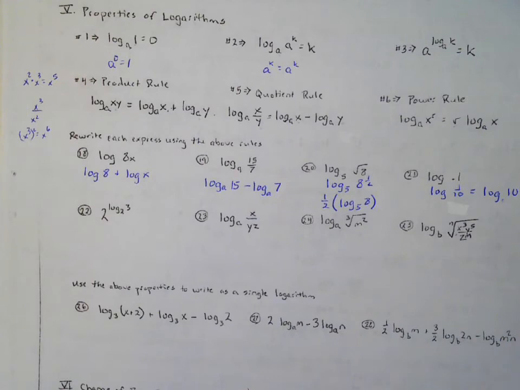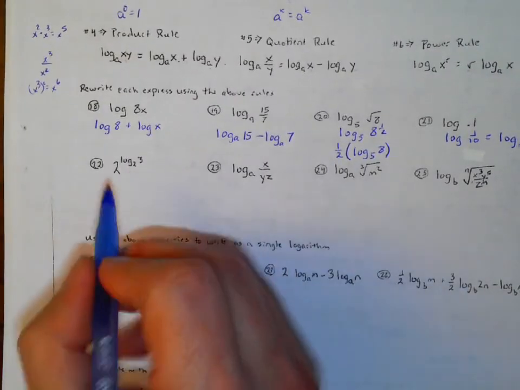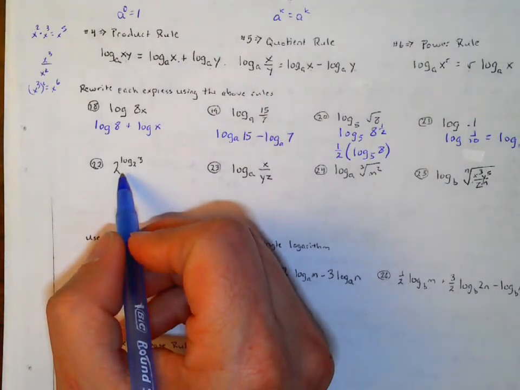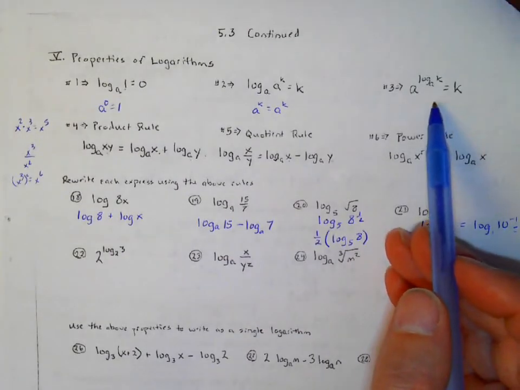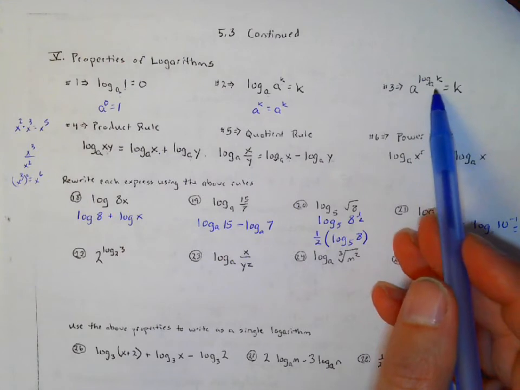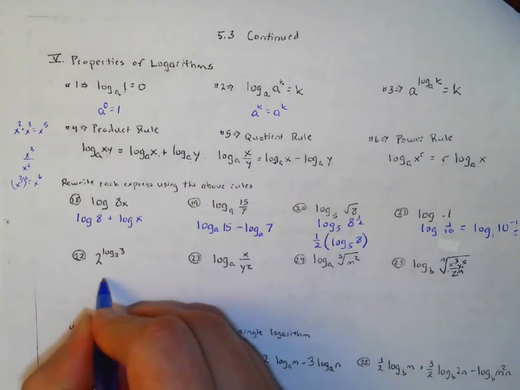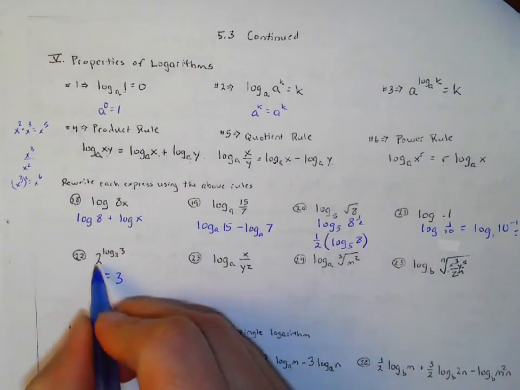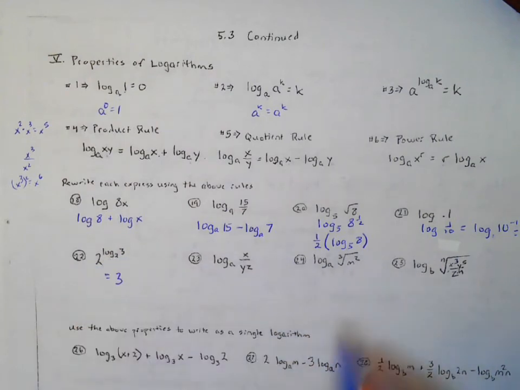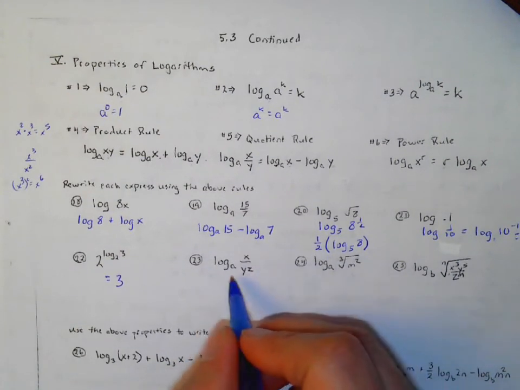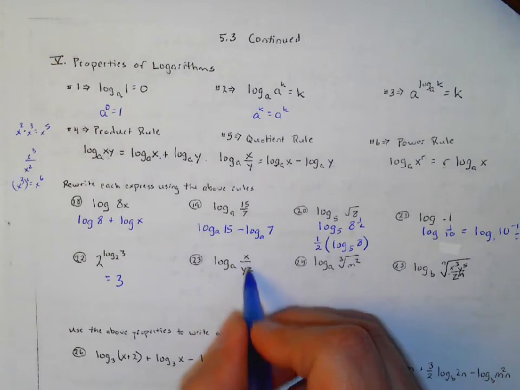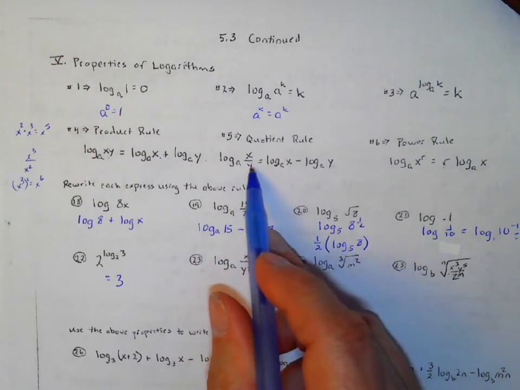Okay, this one here, if I use this one right here, using rule number 3, I know that it is equal to 3. Those two will cancel out there.